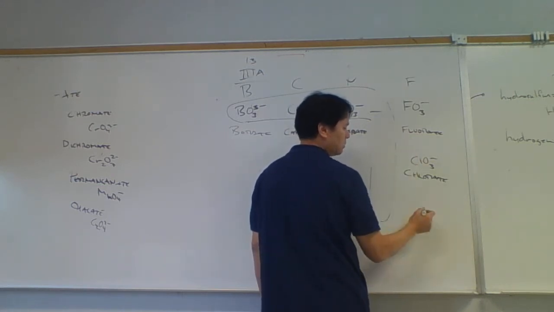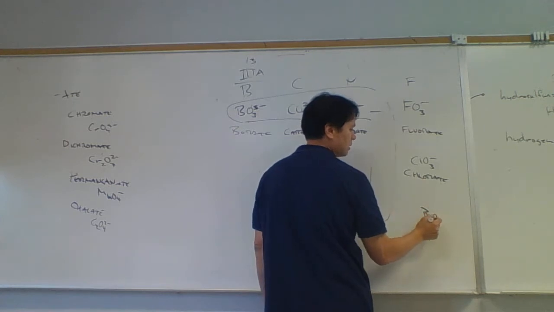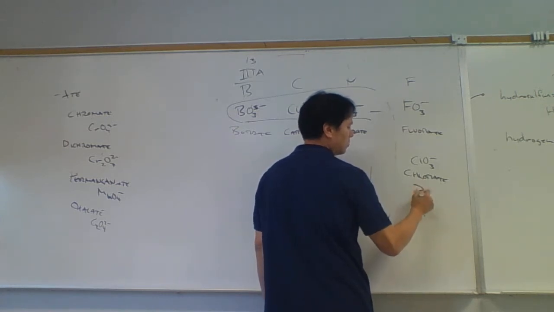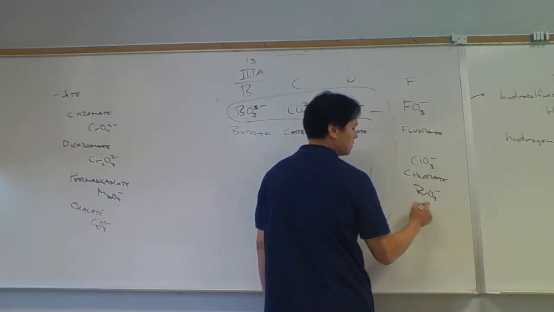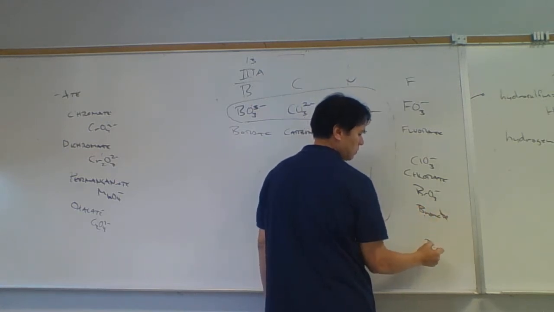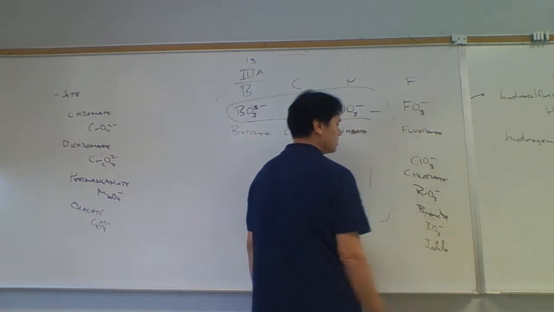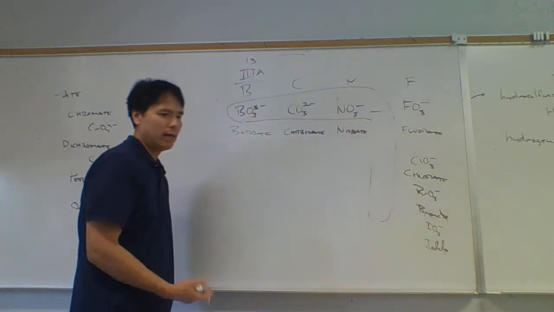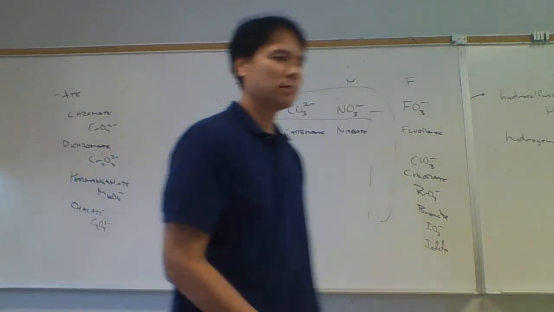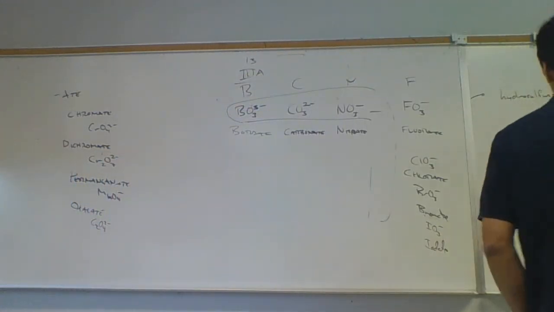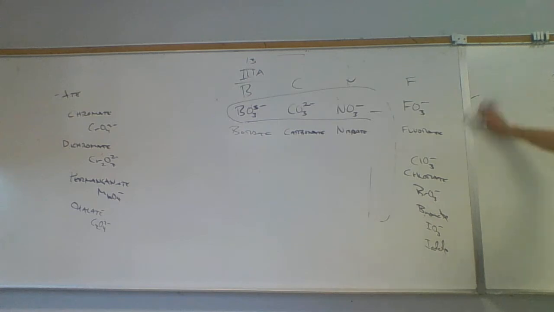If we go chlorate to bromate, bromate is BrO3 minus, it's bromate, and iodate is the last one. Iodate is IO3 minus. And so if we know the ates, then we can figure out the ites, the per-ates, and the hypoites. For example, if this is the ate, then the ite is what? The ite is 1 less oxygen.